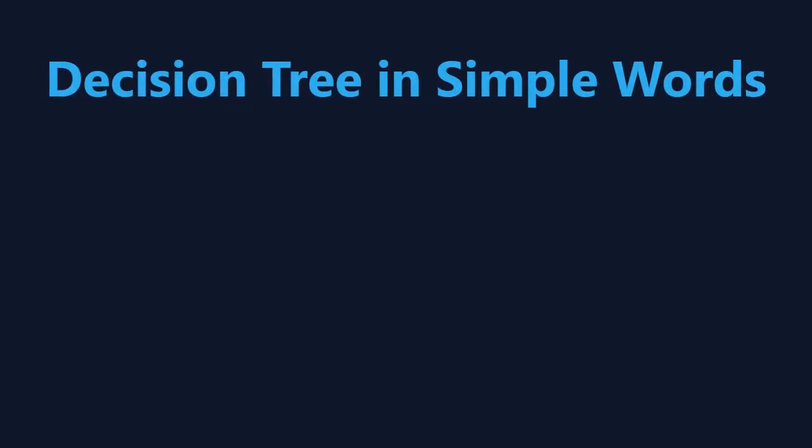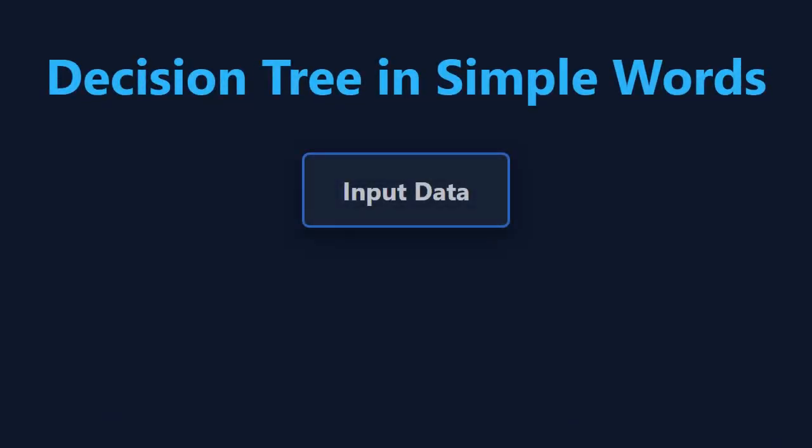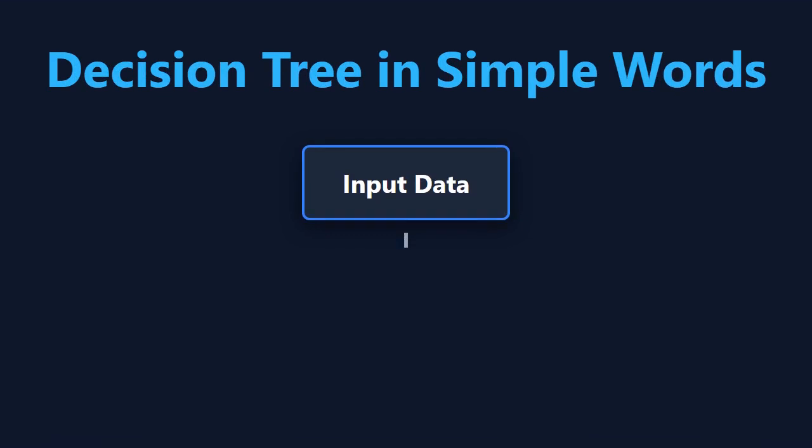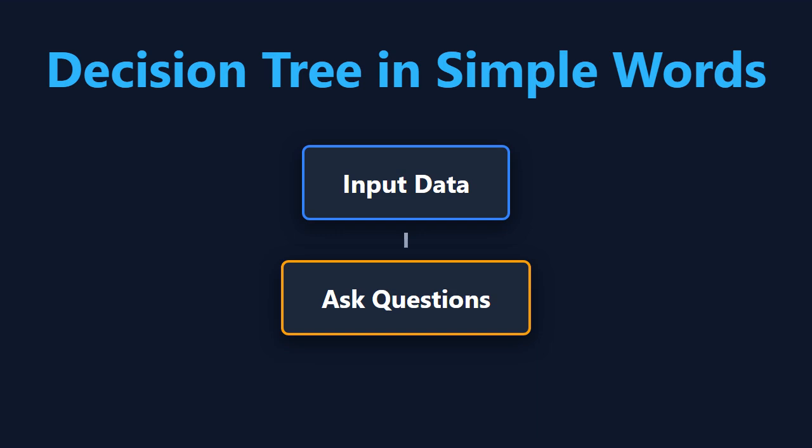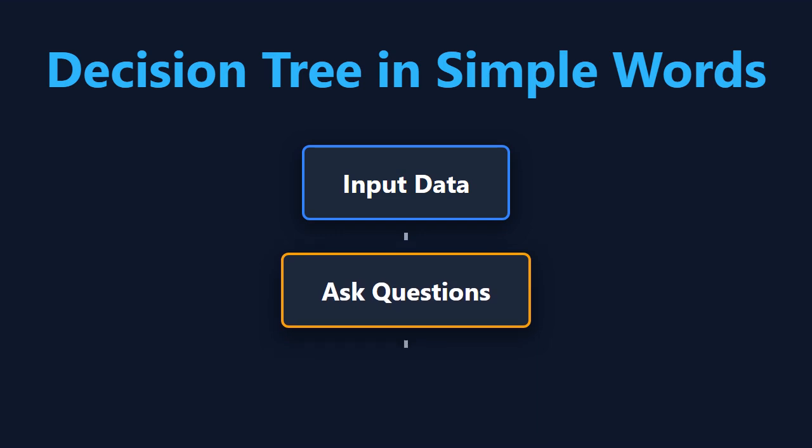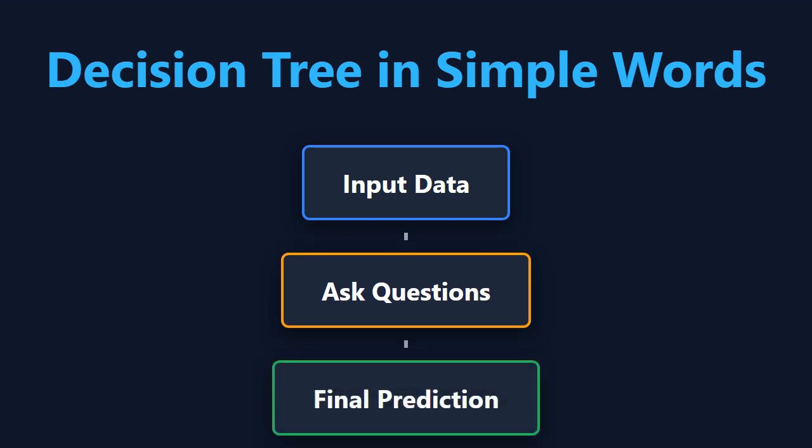A decision tree is a supervised machine learning algorithm that makes predictions by repeatedly asking questions about the input data. Each question divides the data into smaller groups. Eventually, we reach a final answer. Think of it like a flowchart. You start at the top. Ask a question. Follow the appropriate branch. Ask another question. Continue until you reach an answer. That final answer is the prediction.